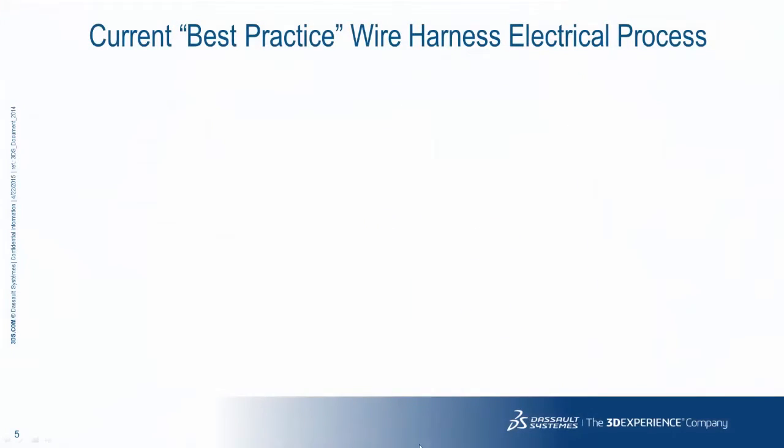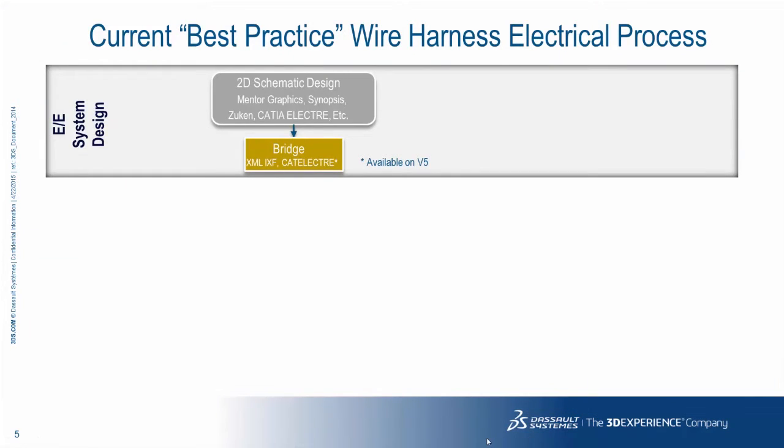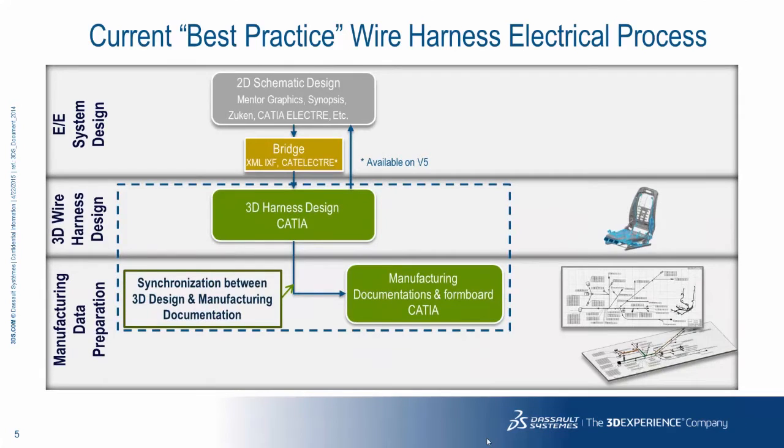To improve this, current best practice would be to have a manufacturing application that is closely linked to the 3D design, including automatic transfer of all needed information, synchronization, and update once the change is performed in 3D. In this case, there's no transfer of information between applications because they're all integrated in the same platform, sharing the same data describing the electrical wire harness.